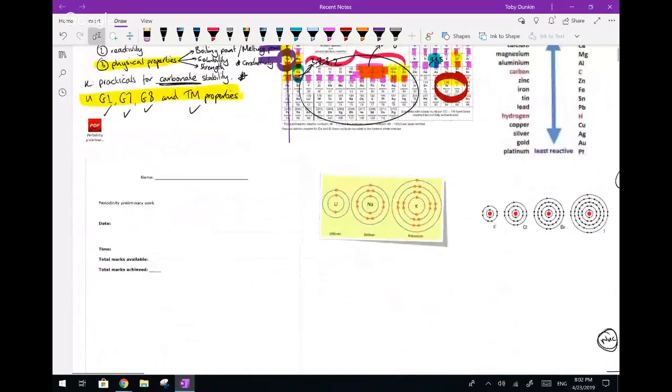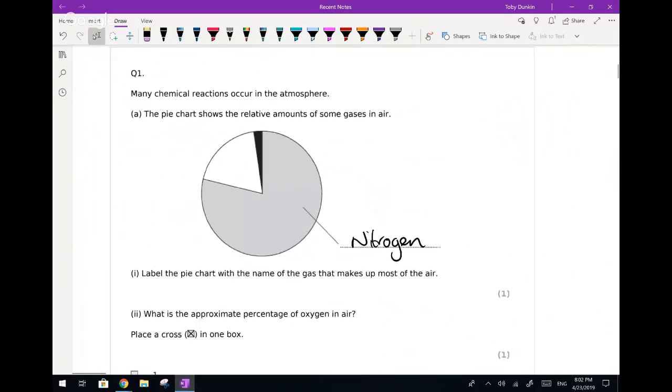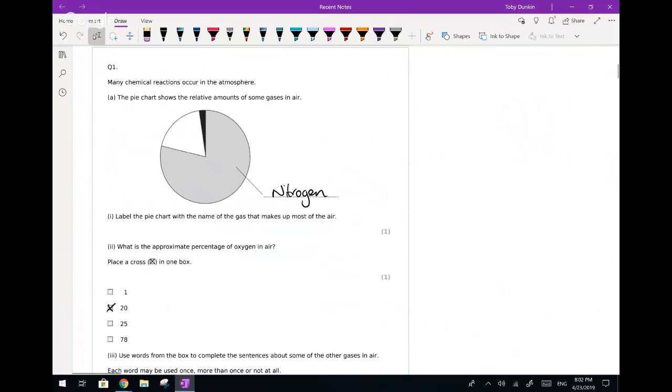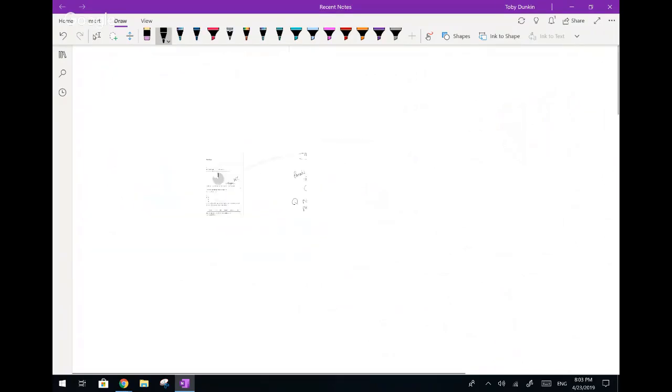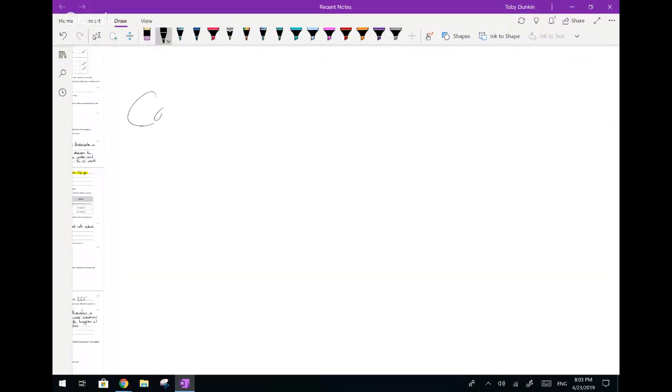So I'm just going to quickly now have a look at the preliminary work. So first one, they looked at the amount of gases in the atmosphere, and nitrogen, of course, is 78%. It's nice to know your percentages. Oh, I haven't mentioned carbonates. Nearly forgot. Okay, so just quickly to drop into carbonates. First thing to mention to you is the carbonates that you guys should read.